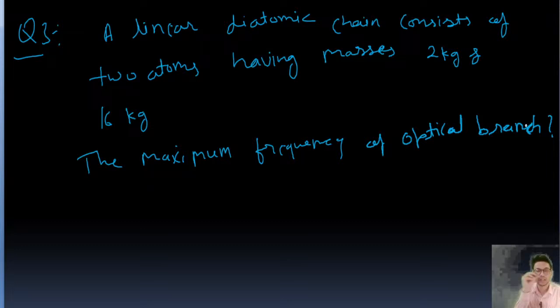A linear diatomic chain consists of two atoms having masses 2 kg and 16 kg. I have already explained this linear diatomic chain, of masses m1 and m2. Now we have to find the maximum frequency of the optical branch. I have explained the graph for the vibration of a linear diatomic chain in my previous lectures on condensed matter physics, so if you know this graph you can easily solve this question. So I'll make this graph for you.